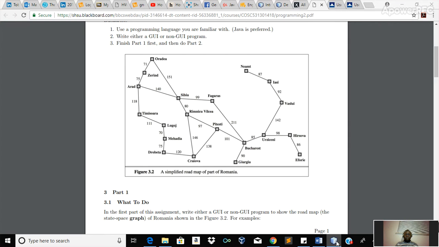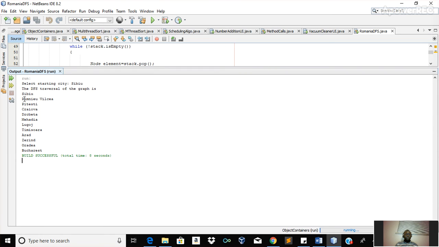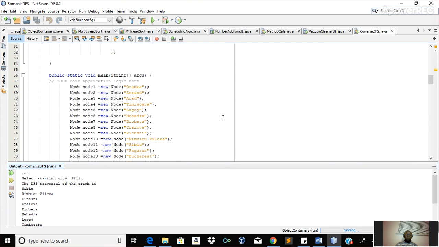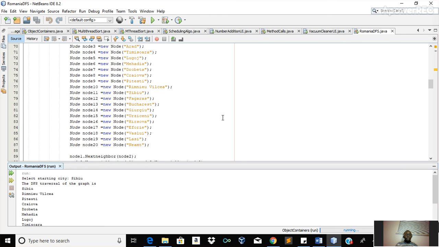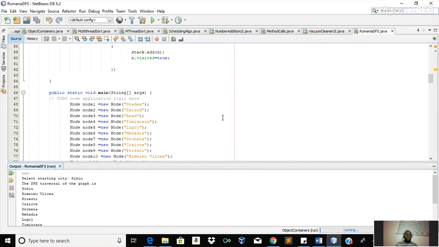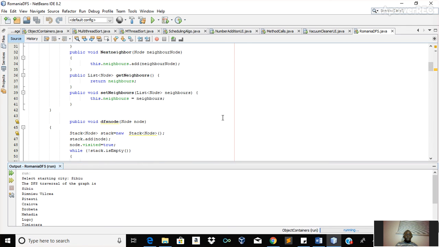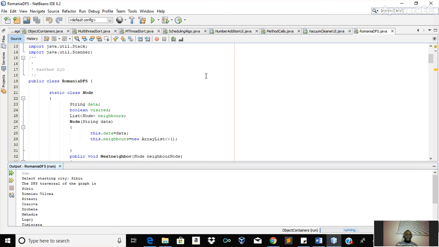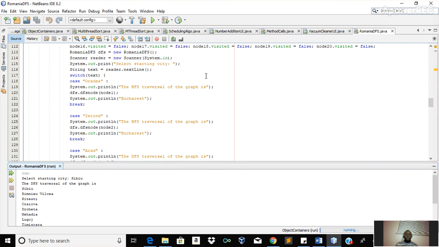It just asks me for the city. Once I put in the city, it comes in here and tells me the DFS traversal of the graph, and it lists all the cities until the destination. So this is where everything is being declared, and they're all written into a method, each of the individual methods for sets and neighbors, and actually going in there to do the traversal.